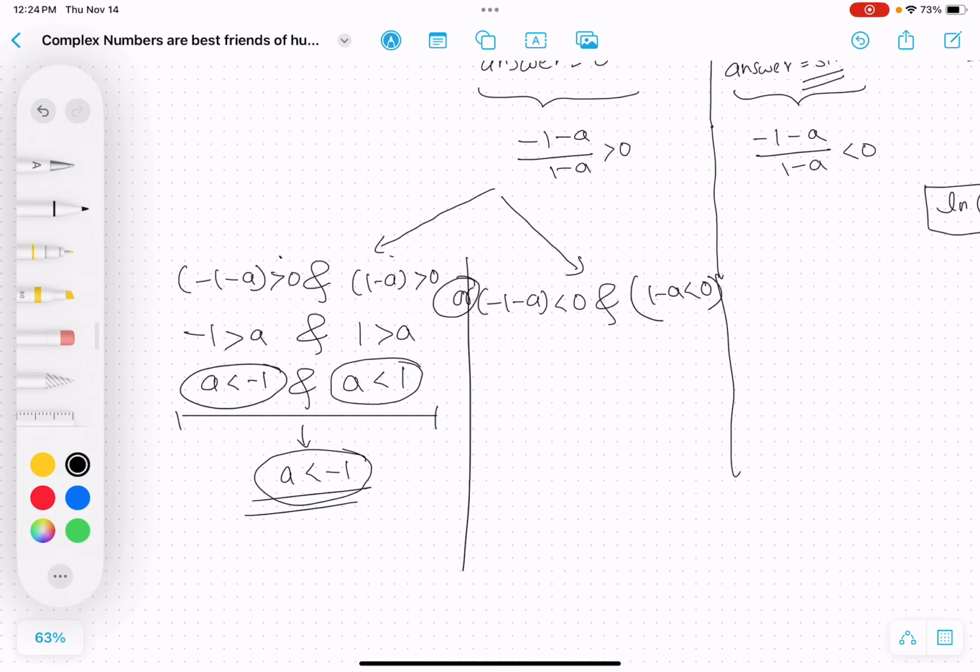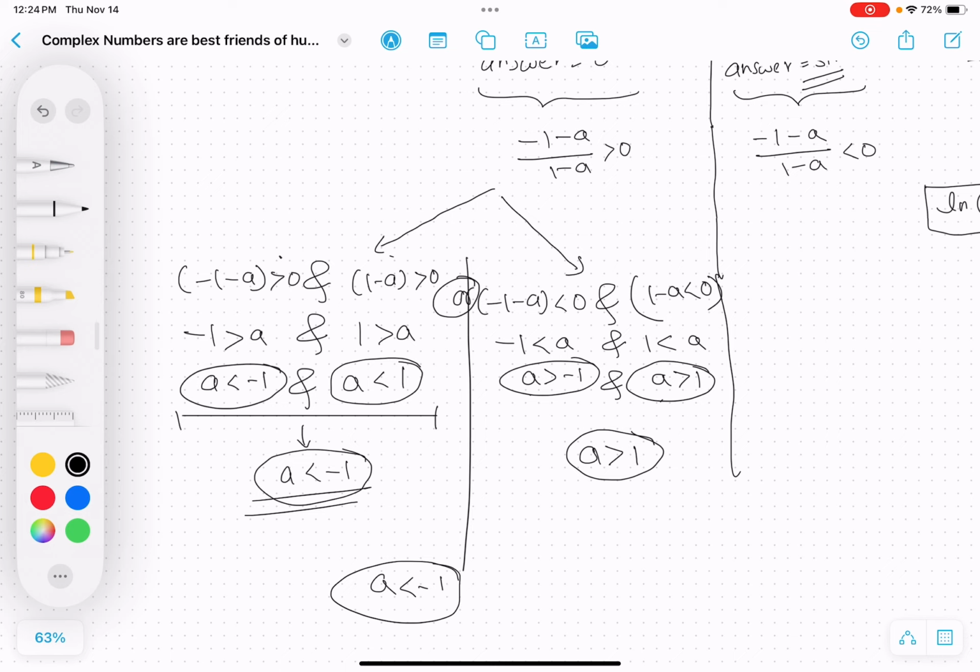Similarly, let's get a solution from the other case. For this one, a should be greater than -1. Over here, a should be greater than 1. So both should be true for the fraction to be positive. If both of these conditions have to be true, definitely a has to be greater than 1, because if a is 0, though this is true, this is not true. So a has to be greater than 1. So for this fraction to be positive, either a has to be less than -1, then both of them will be positive, or a has to be greater than 1, so that both of them will be negative and the fraction will be positive.